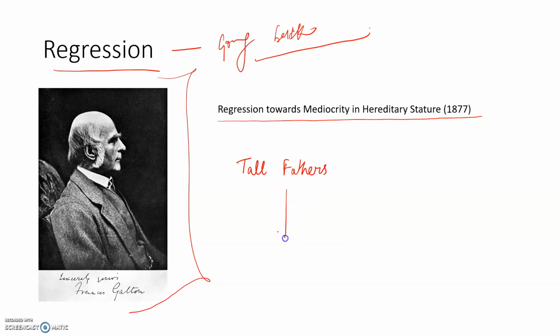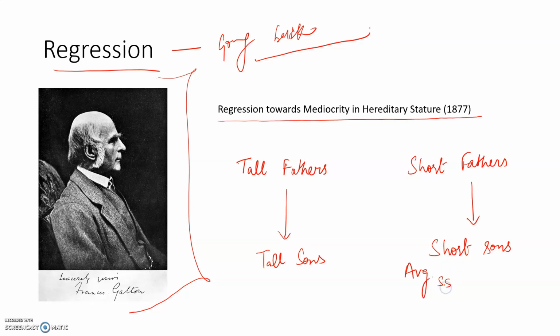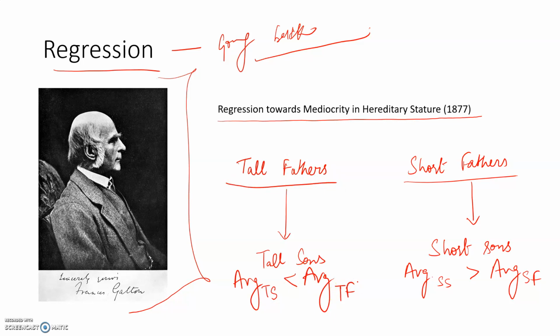tend to have tall sons and short fathers tend to have short sons. But the average height of these short sons is greater than the average height of these short fathers, right? And similarly, the average height of these tall sons is less than the average height of these tall fathers.